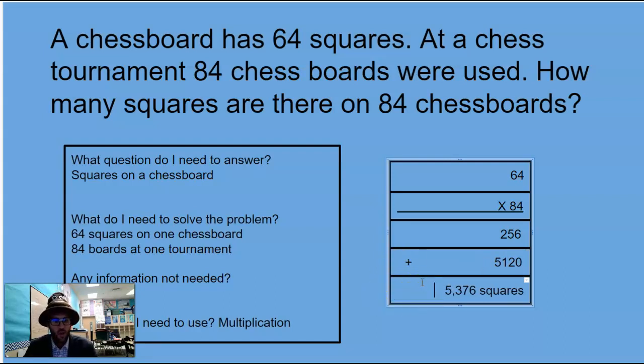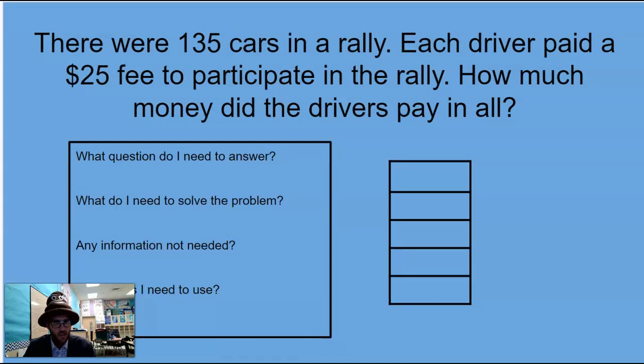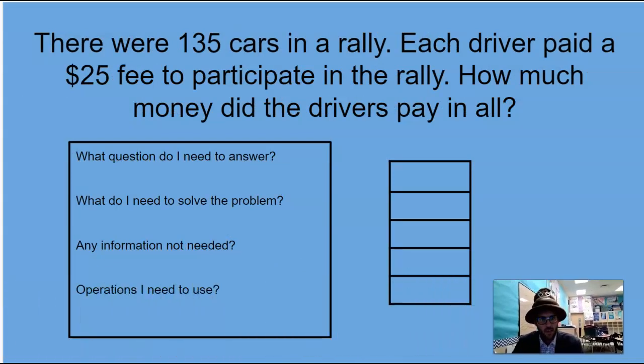Now, we have 2 problems for you to work on. Let's look at the first one. There were 135 cars in a rally. Each driver paid a $25 fee to participate in the rally. How much money did the drivers pay in all? I'm going to give you a couple seconds, so pause this recording if you're in the live lesson or if you're looking on your own, and solve this problem. We'll come back to go over the answer.